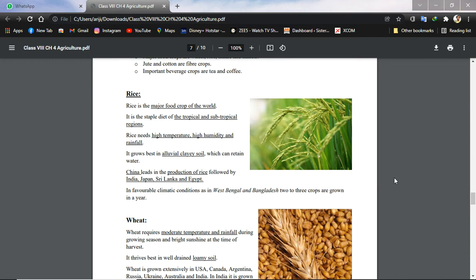So rice needs high temperature, high humidity and high rainfall. It grows in alluvial clayey soil, which can retain water, and China leads the production of rice in the first position. Then we can find, second, India, Japan, Sri Lanka and Egypt. So if the question comes which country is the leading producer of rice, you have to write China. Okay, in the favorable climatic conditions in West Bengal and Bangladesh, two or three crops are grown in a year.